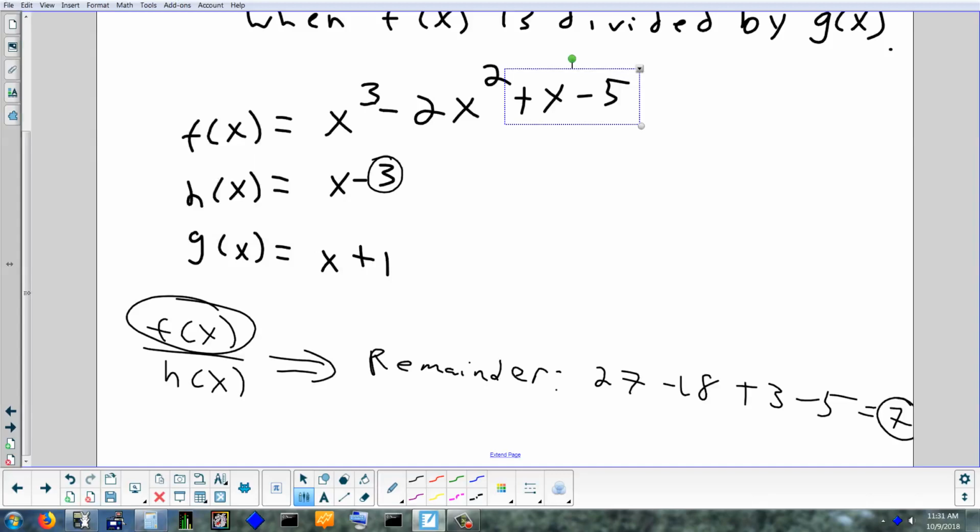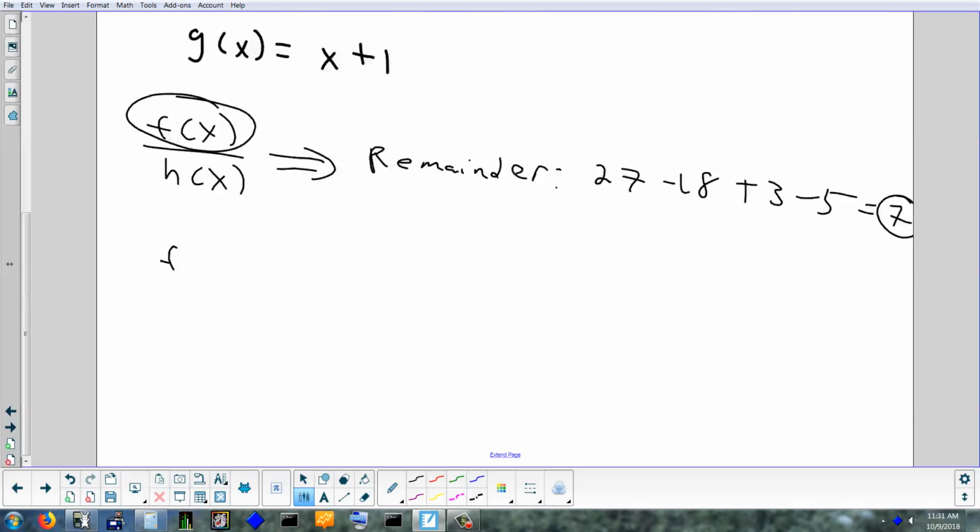So what does that mean about h of x? If you were to compare that to f of x, we would say that h of x is not a what? Yeah, it's not a factor. So if you were trying to factor f of x, don't use x minus 3. That's not how you would do it. How would you do it? Well, we're not really looking at that today, but we will later on. Okay, so let's do f of x divided by g of x.